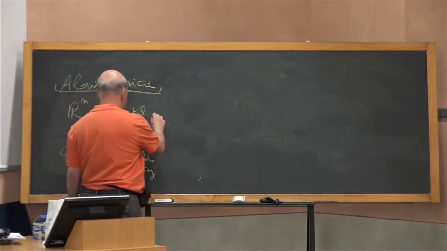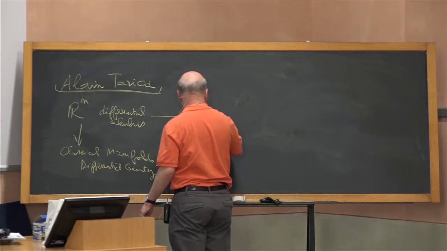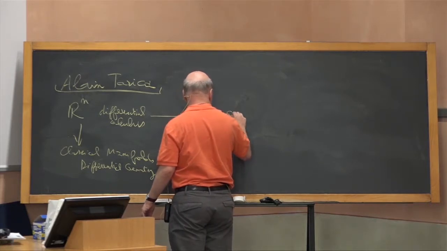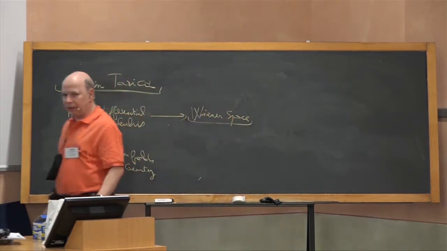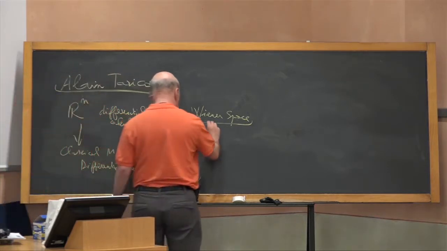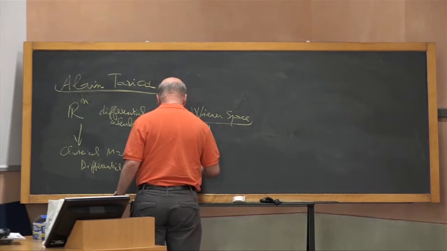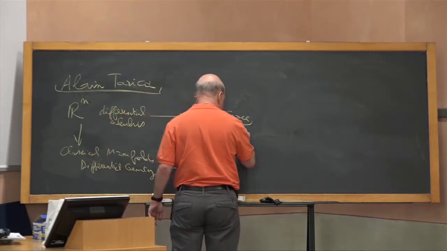Now, if we take the paths of Rn, a Wiener space, a Wiener space is a probabilistic space where the tribe is generated by a space of Gaussian variables. And we have the Malliavin calculus.